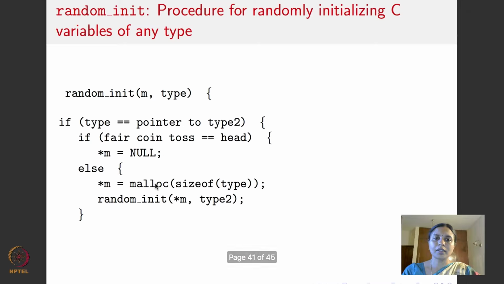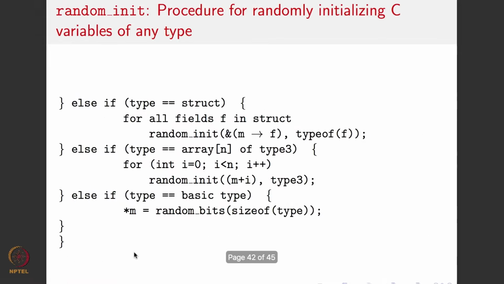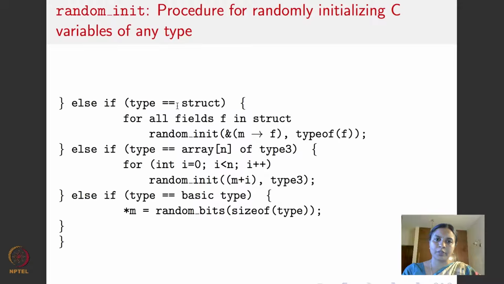And there is a fair coin toss. So the chances here are 50-50. If the type is a struct or array, every sub-element is initialized recursively the same way. That's what is written here. If the type is of struct or if the type is of array, then you call the same random init to initialize it till you get to the basic type.